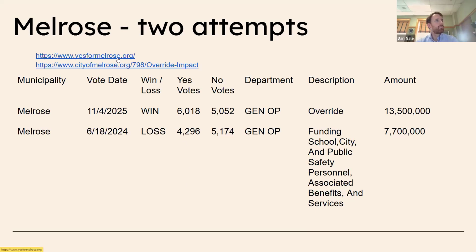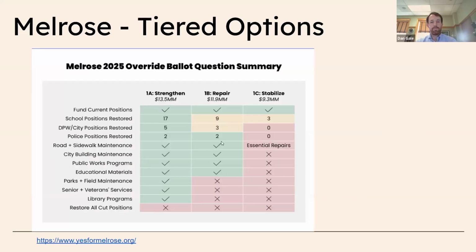They have yesformelrose.org. They had information on the city's website about the override impact. You'll see the no votes are about the same both times, but they were able to mobilize a lot more yes votes in November. This is a big win. If you go to yesformelrose.org, you'll see on their website how they explained it. This is just something I suggest: go to everybody's website, see how they're explaining it. You might see what works for your town.